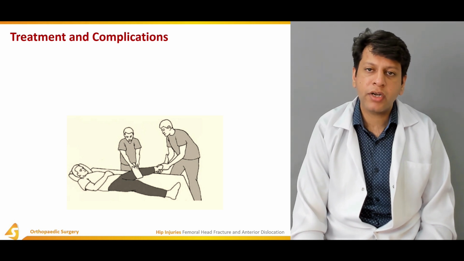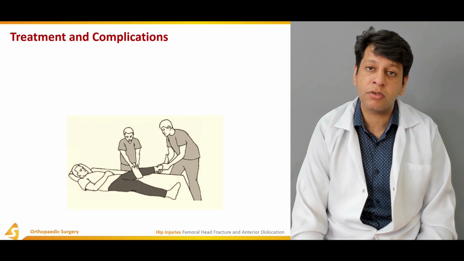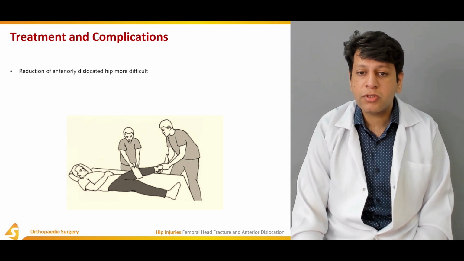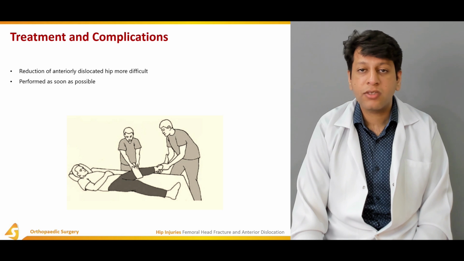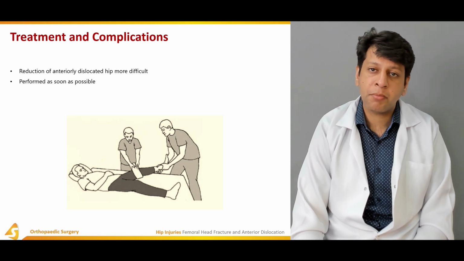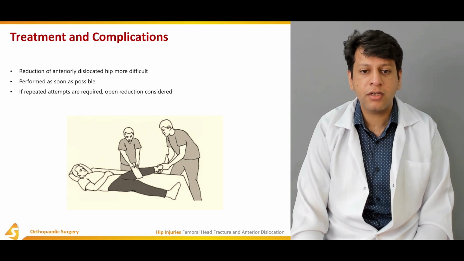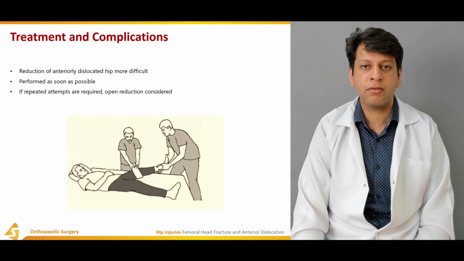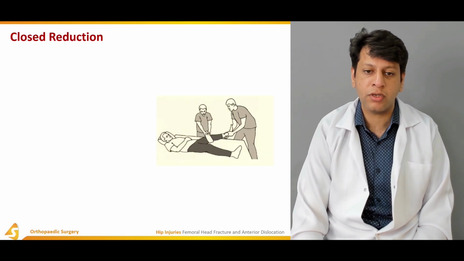Now, the maneuver for anterior hip dislocation is different as compared to posterior hip dislocation because the mechanism is different. Reduction of anterior hip dislocation is relatively more difficult, but it is very much possible. It should be performed as soon as possible, that remains the same. Emergent reduction as early as possible, preferably under GA, because the muscles are relaxed, and in the hip sometimes you have to apply a lot of force to reduce the joint.